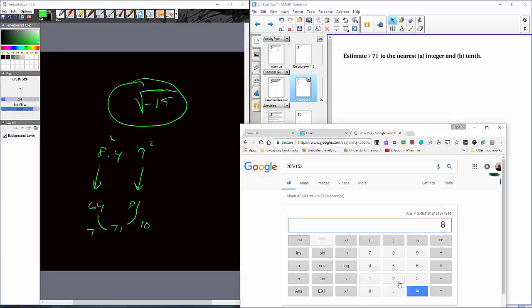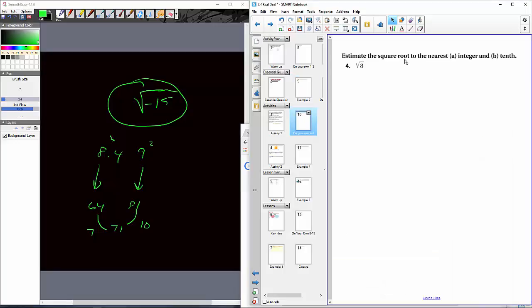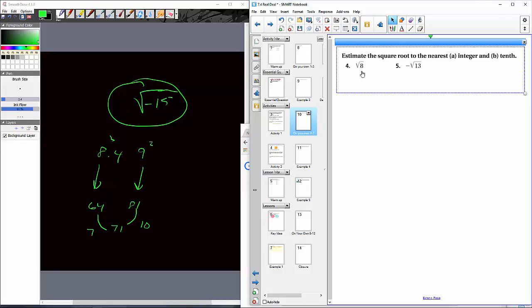So if I take 8.4 and I square it, I get really close to 71. And then it says estimate the square root to the nearest integer, and first, this one. This is going to be between 2 and 3, but really close to 3, because 3 is 9 and 2 is 4. So I'm going to say it's like 2.9.